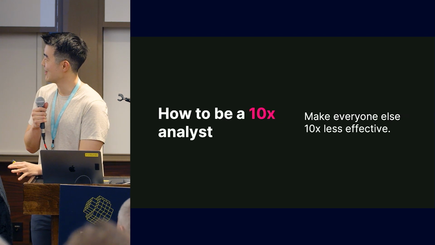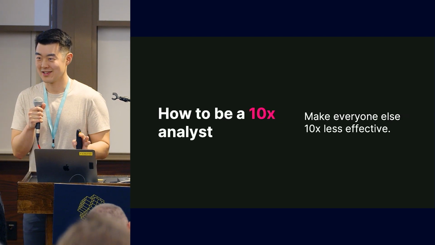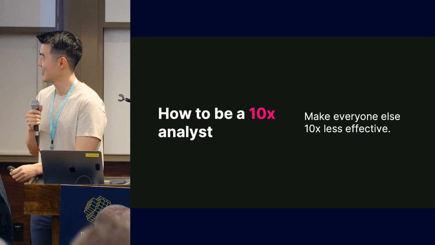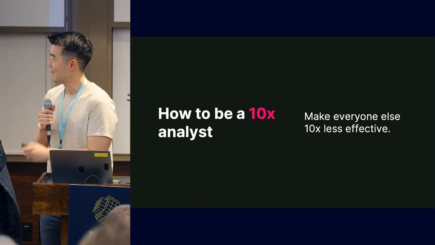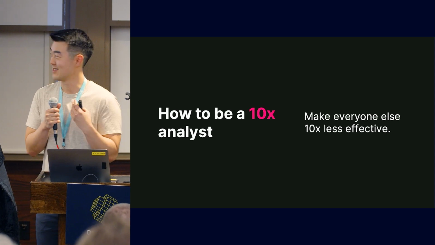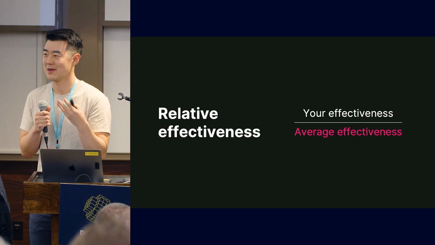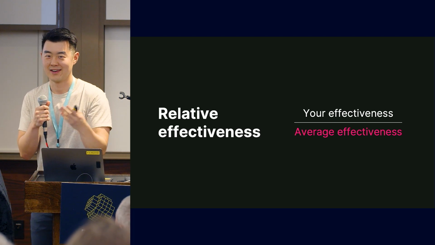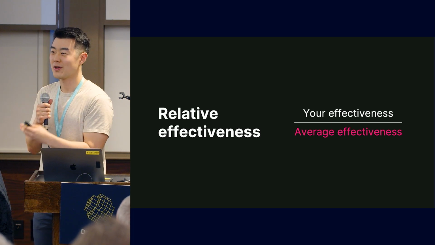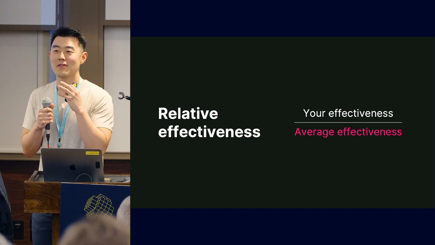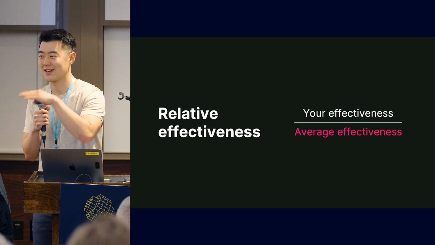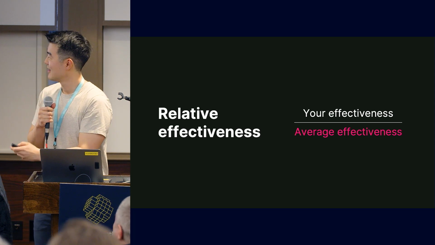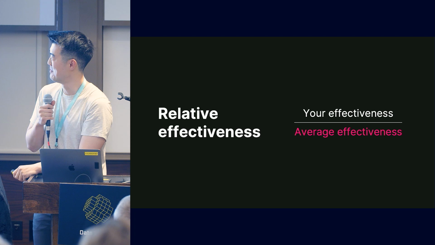To be a 10x analyst, you simply need to make everyone else 10x less effective. This is your simplest and most surefire strategy. After all, relative effectiveness is a ratio metric, and we're all analytics-minded people here. Ratio metrics are often more drivable through the denominator, right? So while you can increase your own effectiveness, it's often way more effective to decrease the effectiveness of everyone else by sabotaging their work. Here's a plot that drives this home.